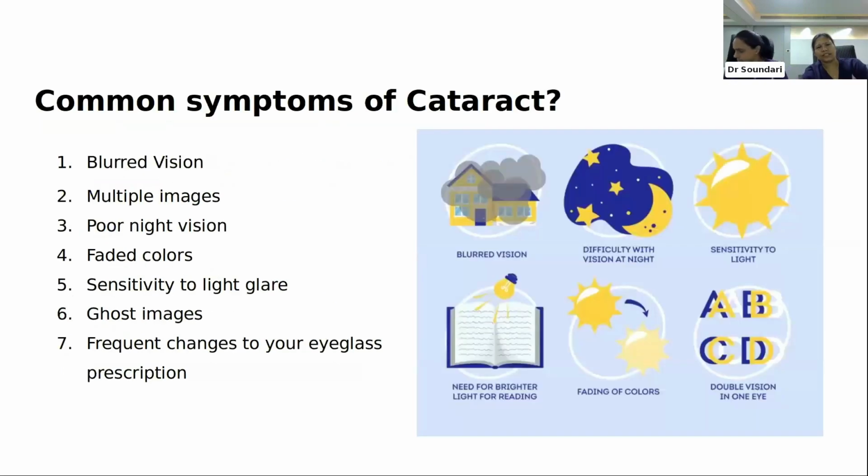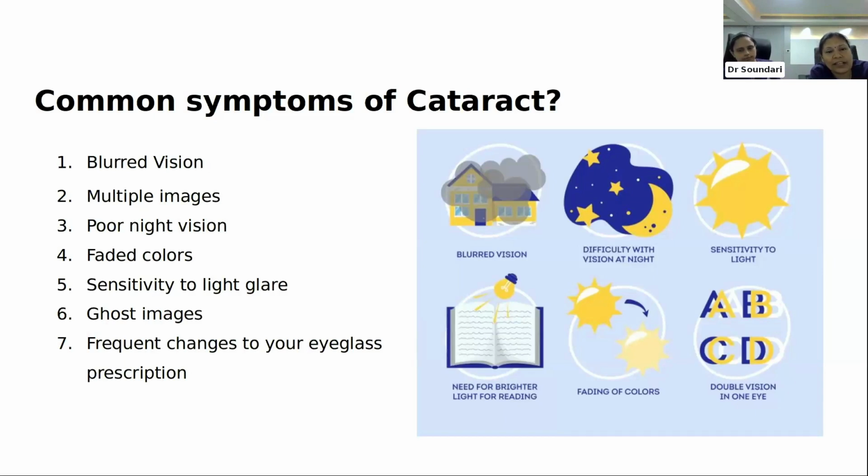So, what are the symptoms? First of all, blurry vision. The blurry vision could be for distance, could be for reading, or they could have completely blurred vision. There could also be multiple images, what we call polyopia. If you're looking at one light, it might appear like four lights for them. And poor night vision. When you drive at night, you will not be able to face the opposite headlights. So much glare will be there when you are driving at night.